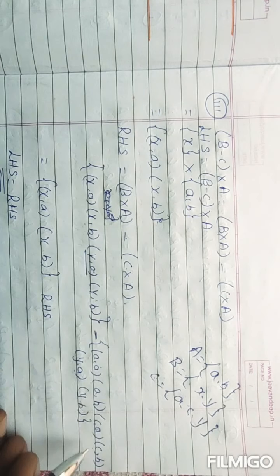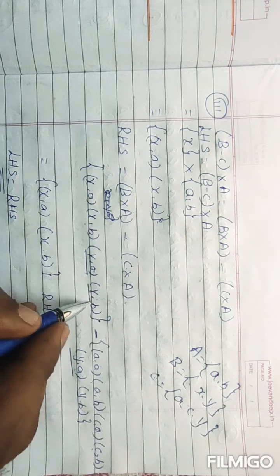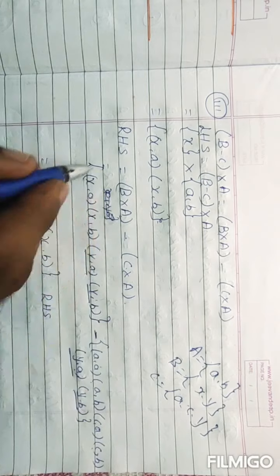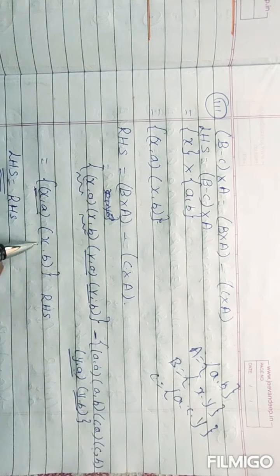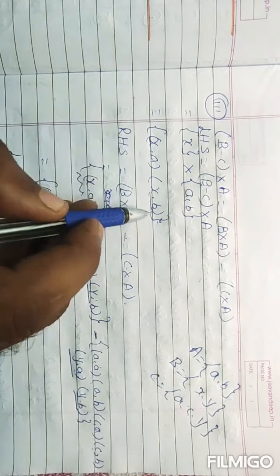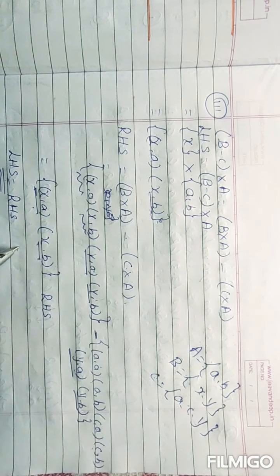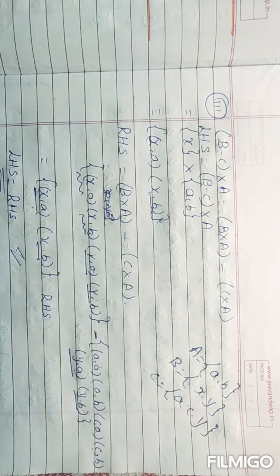YA common, YB, YB common. Only belongs to this means that is these two. So check LHS, RHS. Both are same, hence it is satisfied.